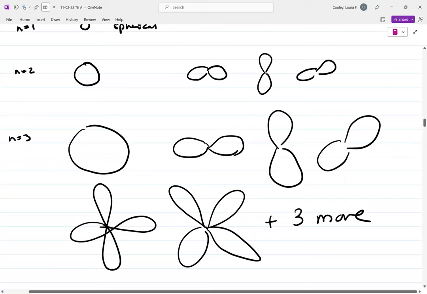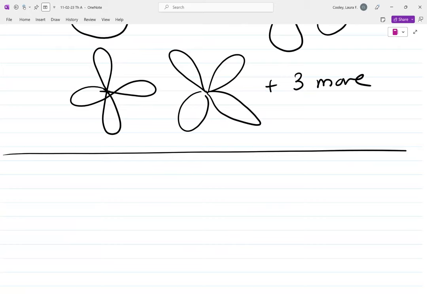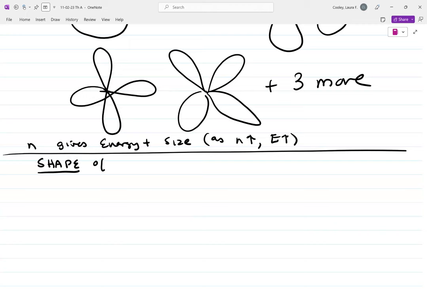And these quantum numbers can actually help us to keep track of what's going on. So I've told you about the n quantum number. That tells you the energy, that tells you the size of the orbital. So n gives energy and size. As n increases, the energy increases. Now we have a shape quantum number as well. So the shape of the orbital is given by another quantum number we call l.